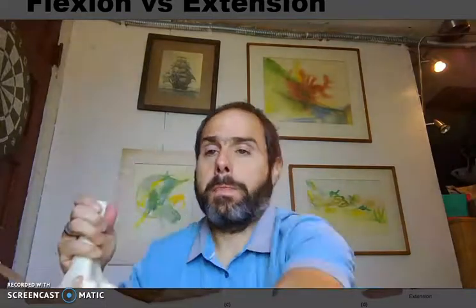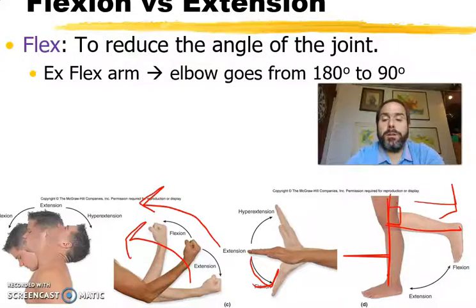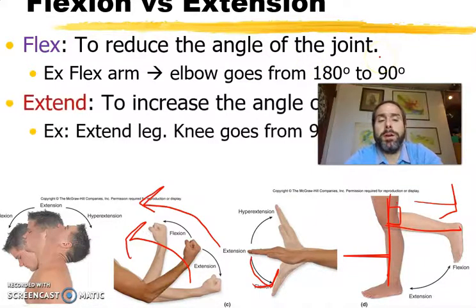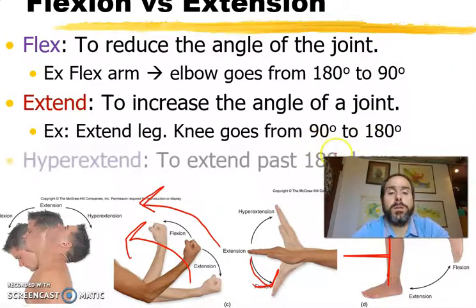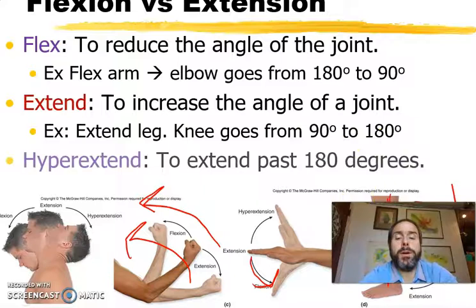90 degrees, 180 degrees. So a lot of students get that confused on the test because they're like, oh, it's extension because it's going backwards. No, flexing, you're reducing the angle. Extension, you're increasing the angle. You're going from 90 back towards 180. And to hyperextend, you're going past 180. So on the quiz, I'm going to ask you these 3 terms, and you have to define it for me.